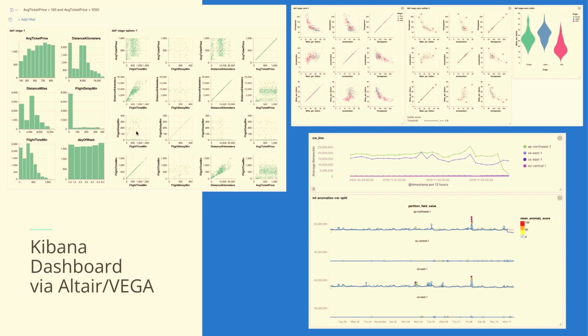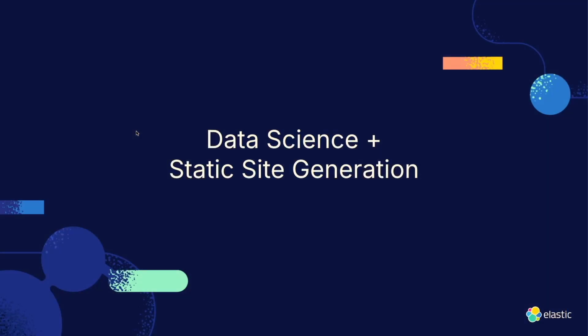So now we talked about how to bring a visualization from Jupyter Notebooks to Kibana. The next thing is the other way around. You might ask why, but there are so many use cases for different kinds of stuff. The next bit of the talk is about data science and static site generation. Static site generation, what is that about?